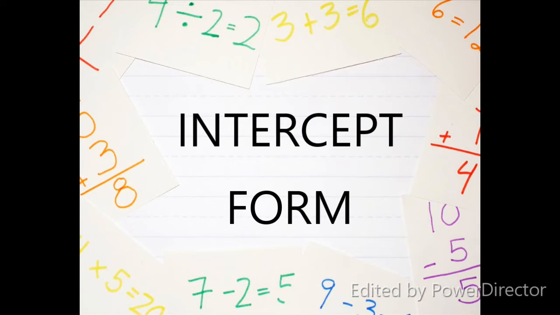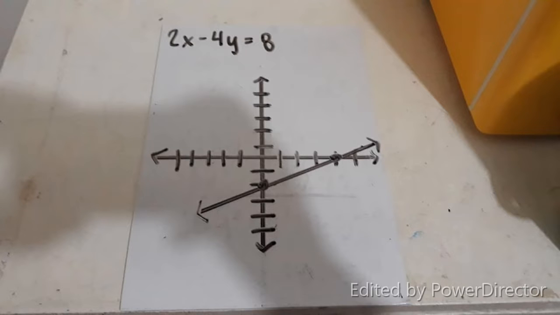Now, we will convert standard form into intercept form. We can do this form if we have an equation that is in standard form or ax plus by equals c. Our given standard form is 2x minus 4y equals 8. To change it into intercept form, we need to find a number that can make c or 8 into 1 when divided to it.